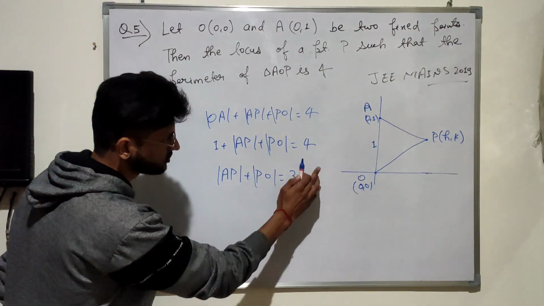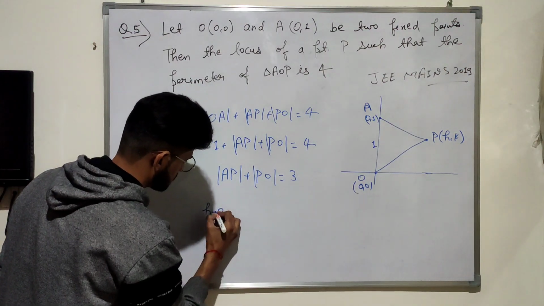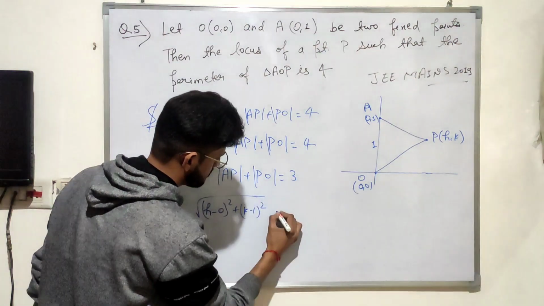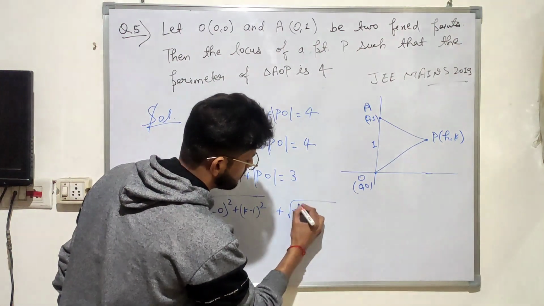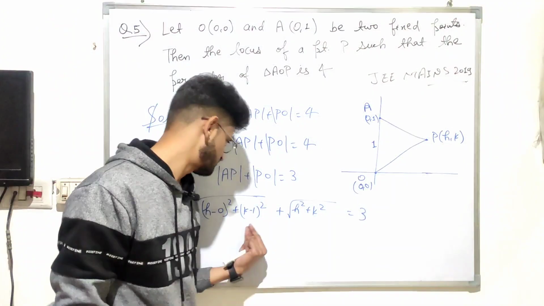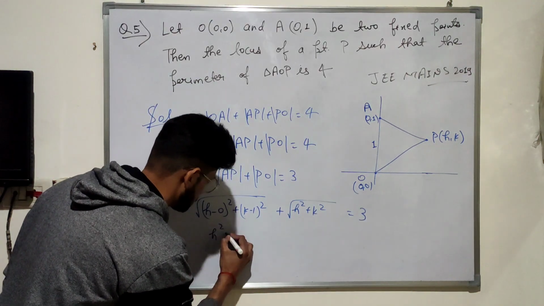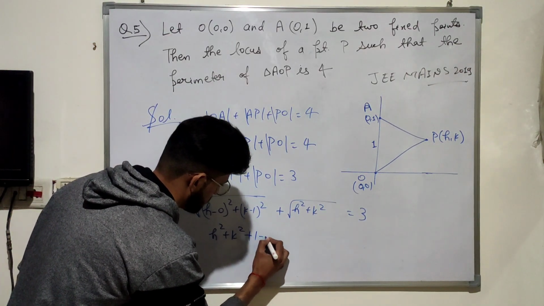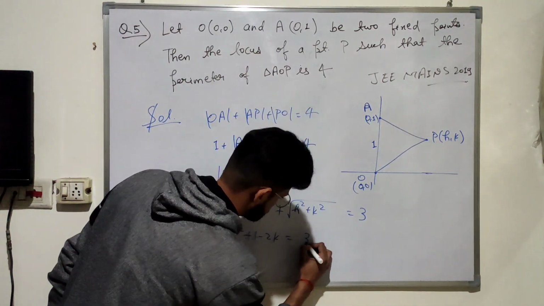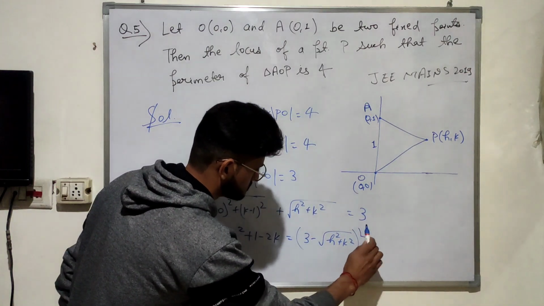So here distance of AP is going to be, this is the AP, root over H minus 0 whole square plus K minus 1 whole square, plus PO is going to be root over H square plus K square. This is equal to 3. So we will take one of the square roots to the right hand side and we will just solve it. So from here we got H square plus K square plus 1 minus 2K is equal to 3 minus root over H square plus K square, and we have applied squaring on both sides.